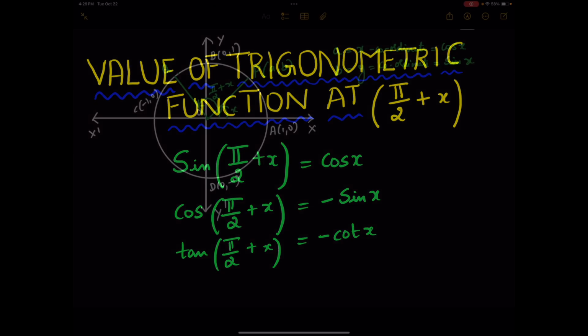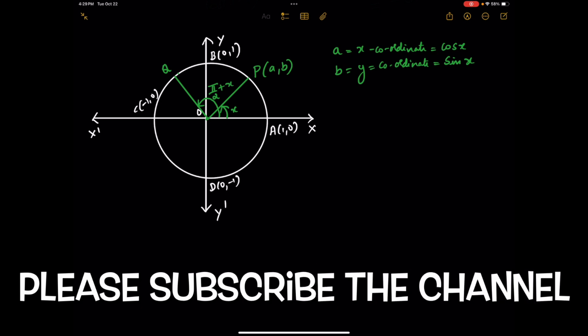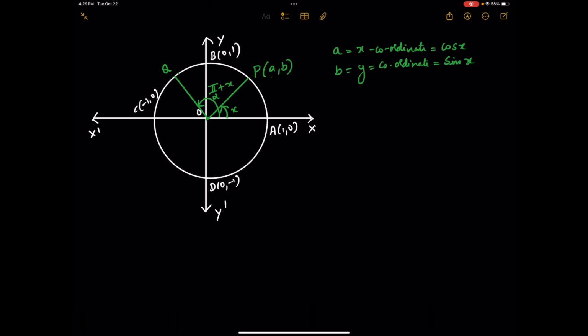So let's get started. Let us consider a unit circle with center O, and let P be a point on the circle with coordinates a, b. So a is cosine and b is sine. We know that from the previous videos. Now our target is to find what the trigonometric values are at pi by 2 plus x, which is represented by the point Q on the circle.